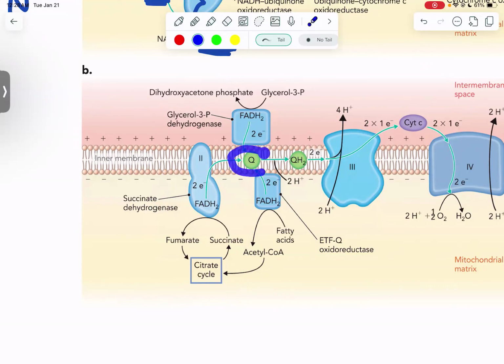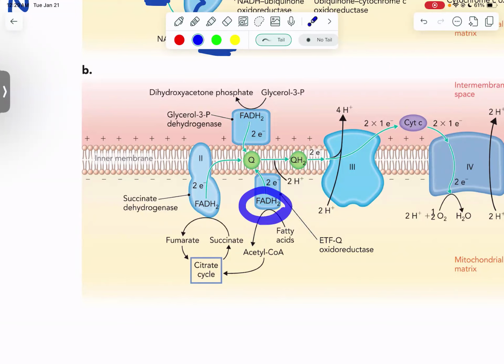Okay, so remember how we kind of said Q can get its electron from a couple of different places. It can get those 2 electrons from complex 2. If we're talking about breaking down fatty acids to get energy, they're going to get broken down into FADH2 and acetyl-CoA. And using the ETFQ oxidoreductase, those electrons that came from the fatty acids can get picked up by Q. Or in the shuttle system, which we're going to talk about later on, that shuttle system can take glycerol 3-phosphate, drop off electrons in the form of FADH2.